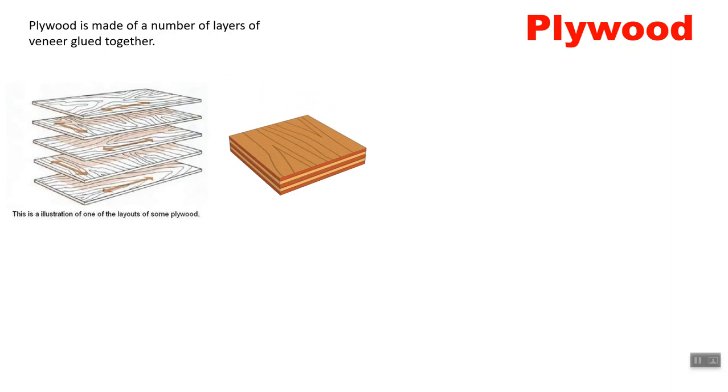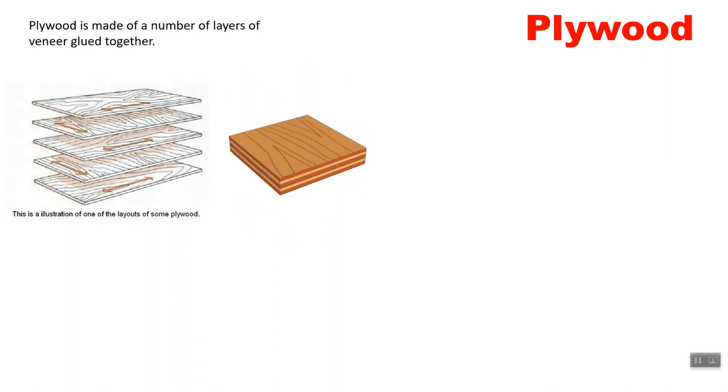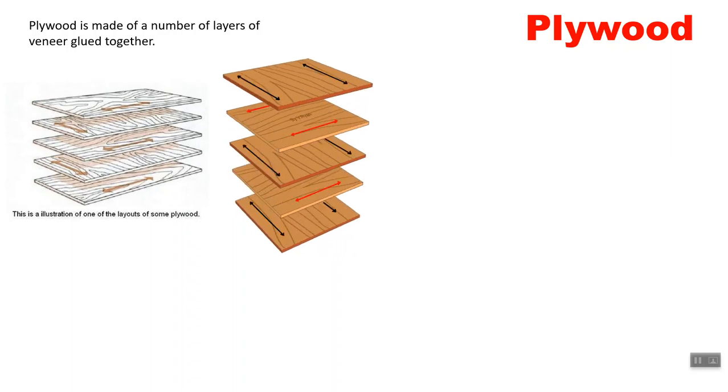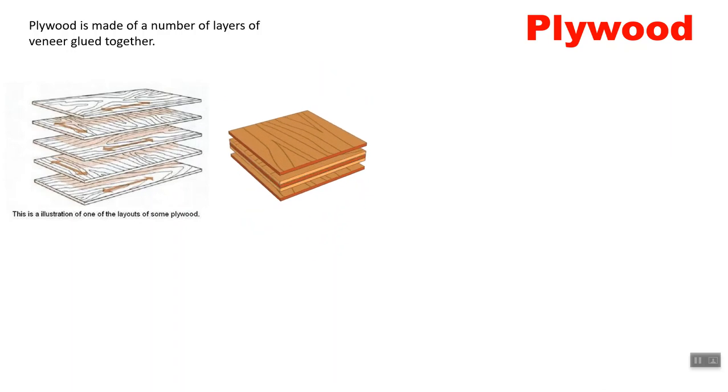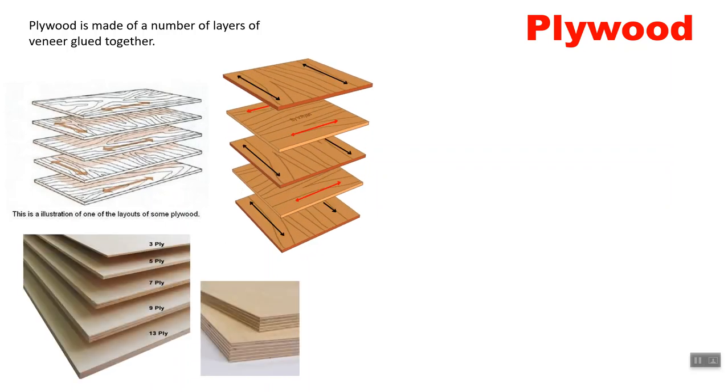Another example of manufactured board is plywood, which is very common. Plywood is made of a number of layers of veneer glued together. This is an illustration of what plywood is. There are layers of veneers which are placed in such a way that the grain goes at 90 degrees. The first layer and the second layer go at 90 degrees. So when it is glued together, it makes a very strong and rigid board.